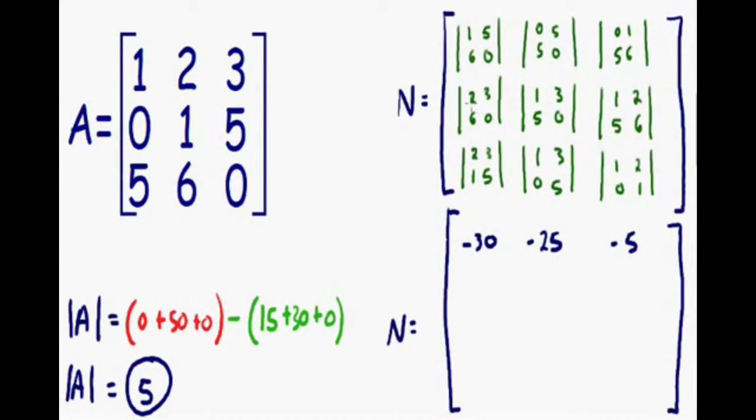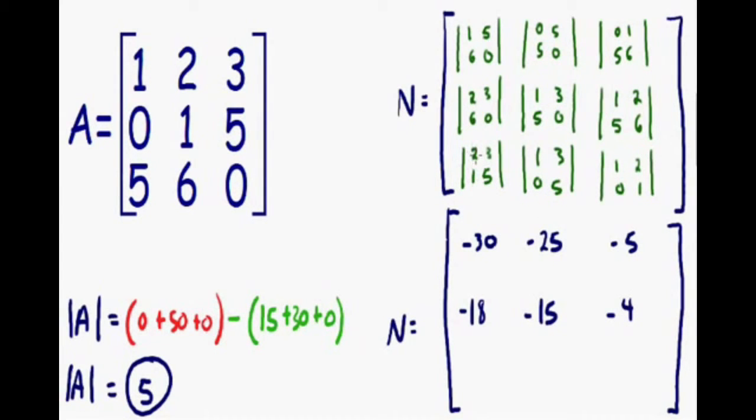Now moving on to the middle left, we have 2 times 0, which is 0, and 3 times 6, which is 18. 0 minus 18 is negative 18. Moving on to the middle matrix, we have 1 times 0, which is 0, 3 times 5, which is 15. 0 minus 15 is negative 15. Moving on to the middle right matrix, we have 1 times 6, which is 6, and 2 times 5, which is 10. 6 minus 10 is equal to negative 4.